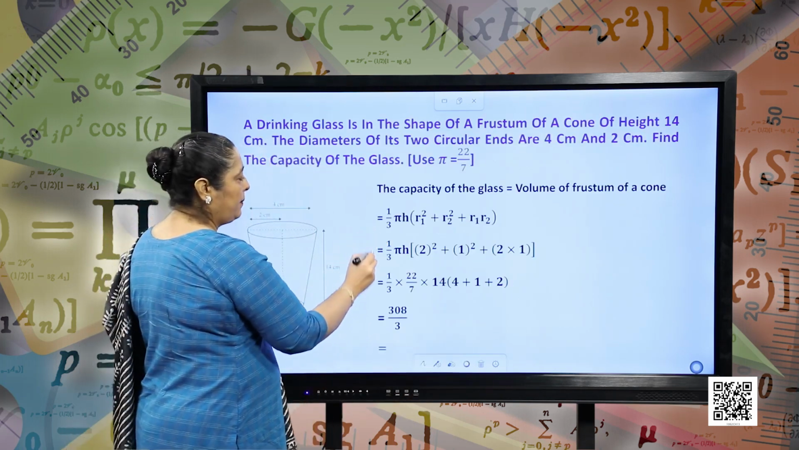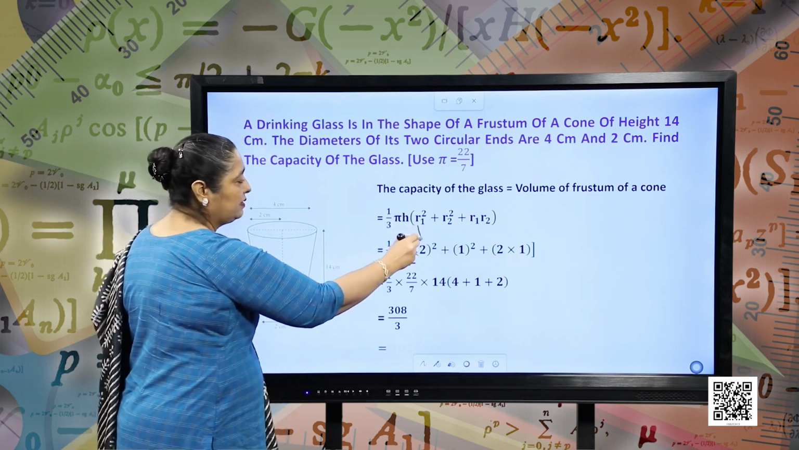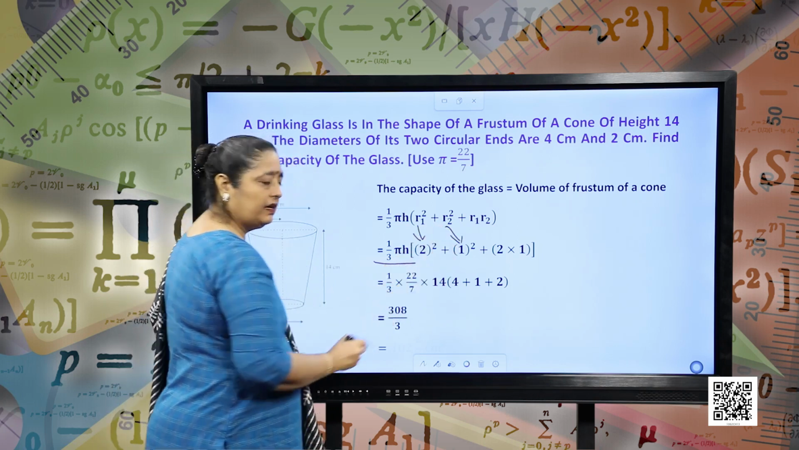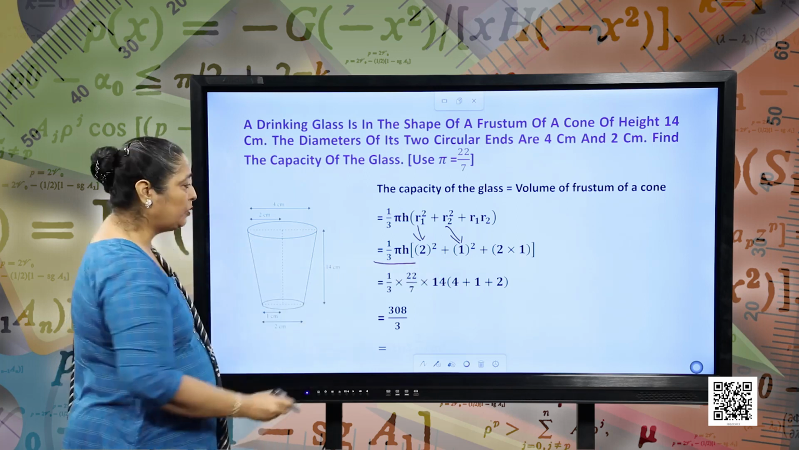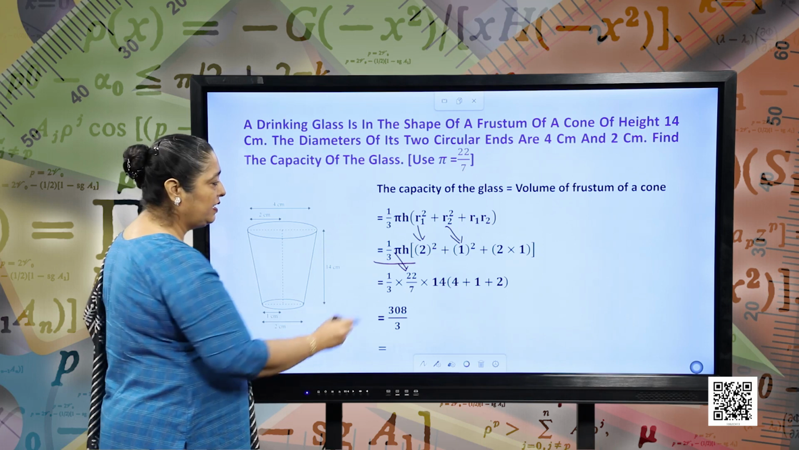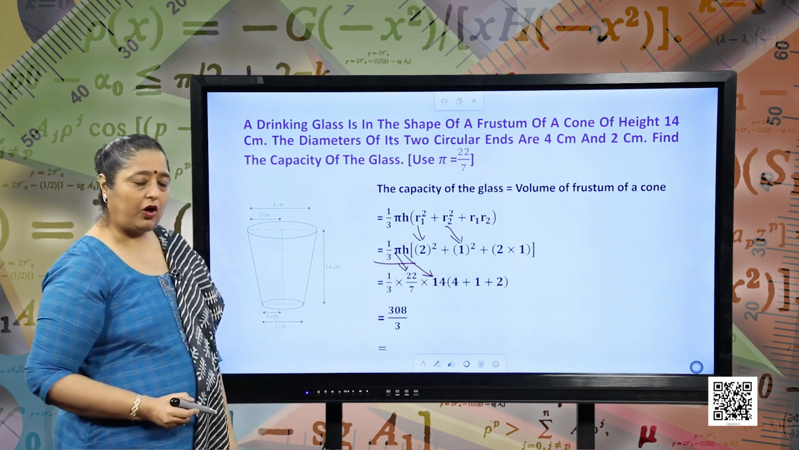We have 1/3 pi h. What is r1? It is 2. What is r2? It is 1. So, substituting the values, also we substitute the value of pi as 22 by 7 and h as 14. Then what is the volume?